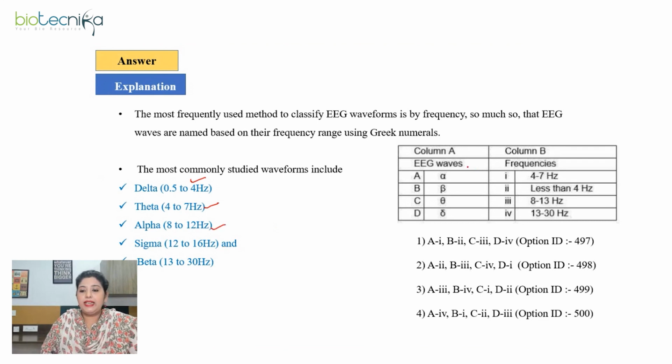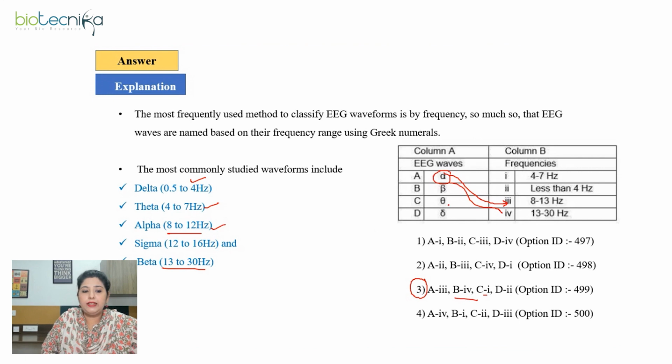Alpha, from the theory, we know should be 8 to 12 hertz. So 8 to 12 hertz means that A should match with 3. Let's see in the options where the A and 3 combination is given, only in option 3. So just on the basis of one wave, we can answer this question, right? But it's better to confirm. So let's take beta. According to the theory, it is 13 to 30 hertz for beta. So B with 4. Yes, it is mentioned here.